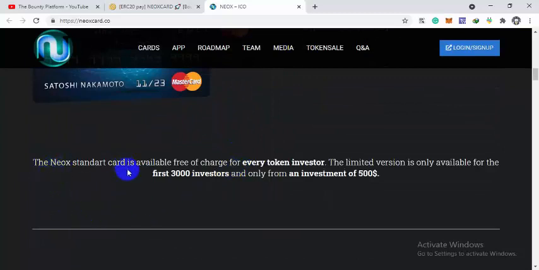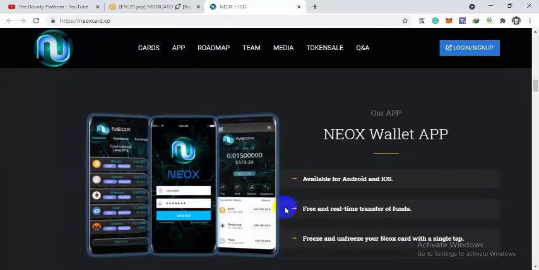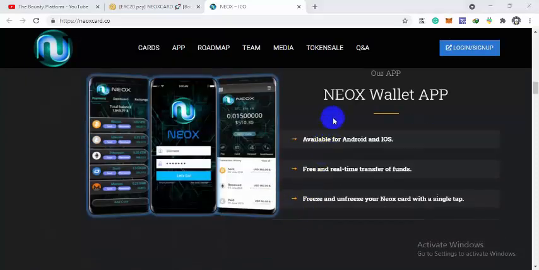So the NEOX standard card is available free and charged for every investor. There are only 3000 investors who will have an investment of $500, so they will get a limited version of the credit card. Everyone gets a credit card, but those who invest $500 in the ICO will get a special card.